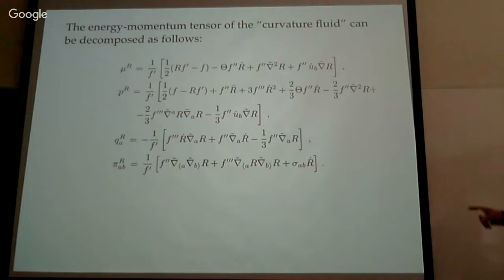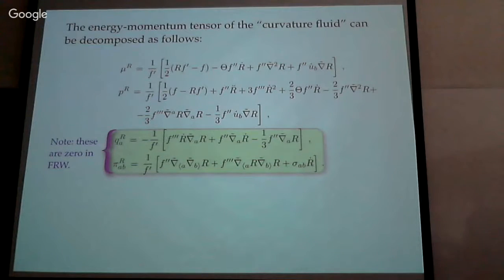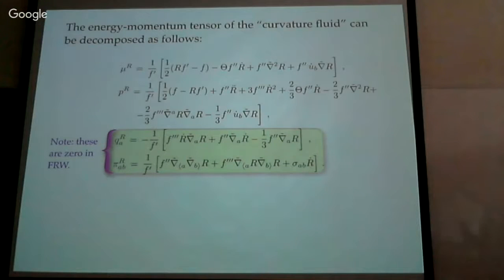Yes, but let me just say for now that this should be zero in Friedmann-Robertson-Walker, but then we'll sort it out. The reason is that these objects depend only on the projected derivatives, right? So if you have isotropy and homogeneity, all these projected derivatives have to be zero, which means in Friedmann-Robertson-Walker, these objects are zero. So in Friedmann-Robertson-Walker, and only in Friedmann-Robertson-Walker, the curvature fluid is a perfect fluid. But if you consider perturbations in Friedmann-Robertson-Walker or other metrics, you're going to have to consider these objects. And this means that the curvature fluid will be a perfect fluid only if the geometry is Friedmann-Robertson-Walker.